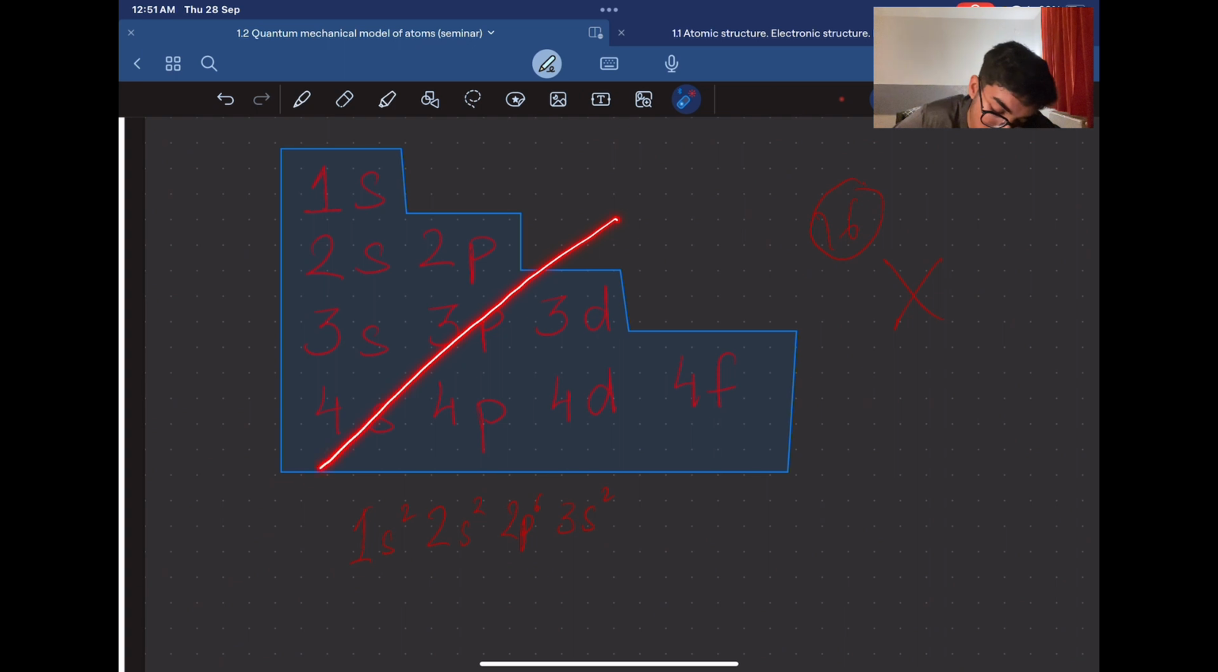Now you're going to go diagonal again. We're going to go like that. That's 3p and 4s. Fill out again, 3p. Now I could write 6, but I don't need 6. I just need 4 more electrons. So that is how to write electronic configurations.